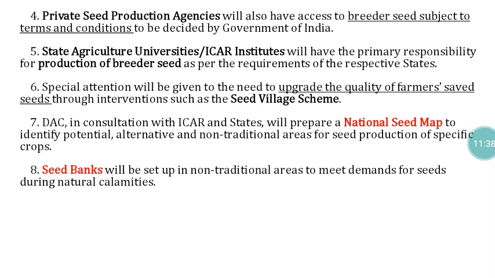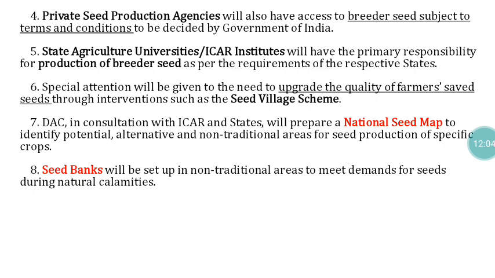And also the Department of Agriculture and Cooperation, in consultation with ICAR and the states, has a plan to establish a national seed map, in view of identifying non-traditional areas and bringing all those non-traditional areas into seed production. By that way the area under seed production will be increased, which leads to production of more quality seeds.